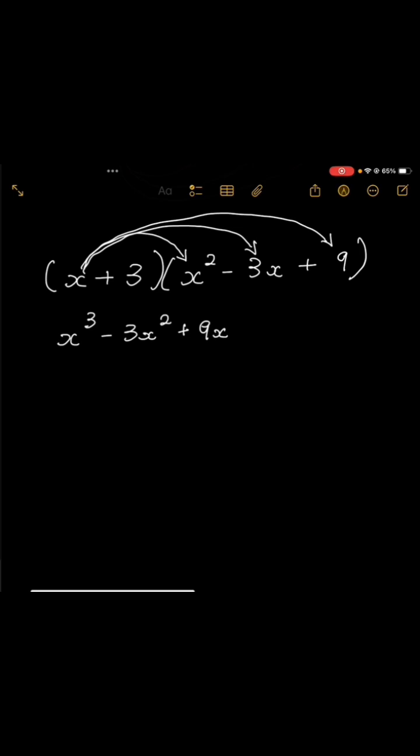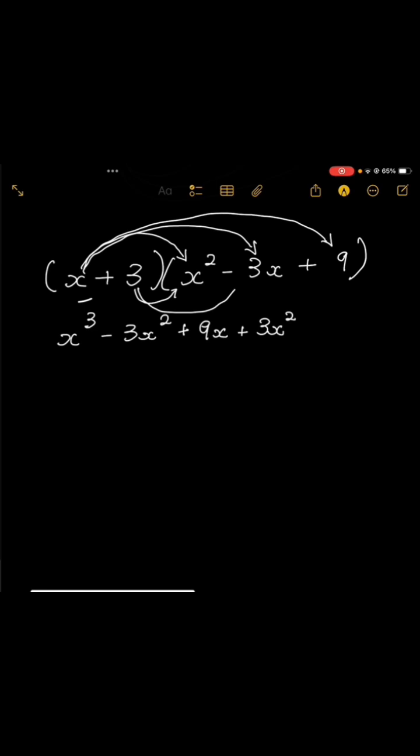So now, you are basically done with the x. You've multiplied this x throughout the other bracket. Now you continue, you go to the next term. The next term is 3. You're going to take this 3, multiply by x squared. Of course, you're going to get positive 3x squared.